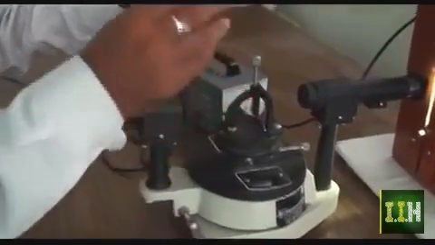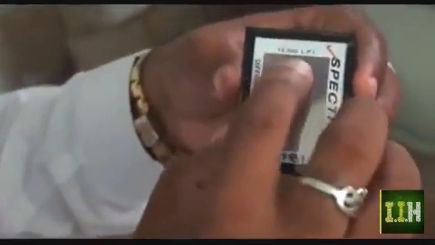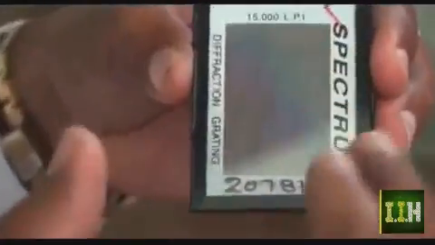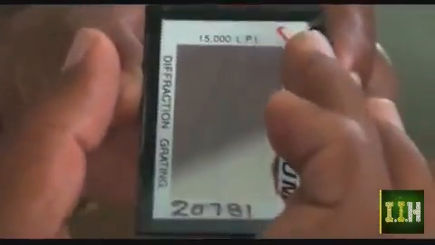In this experiment we have the grating having fine lines parallel to each other, and what is given here in this particular grating is 15,000 lines per inch, and from this value we can calculate the grating element.